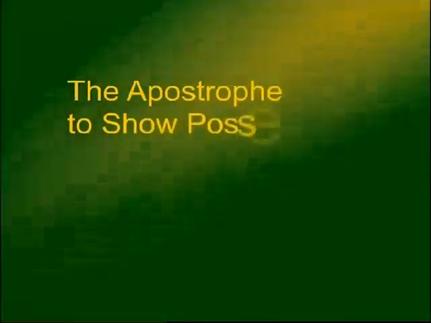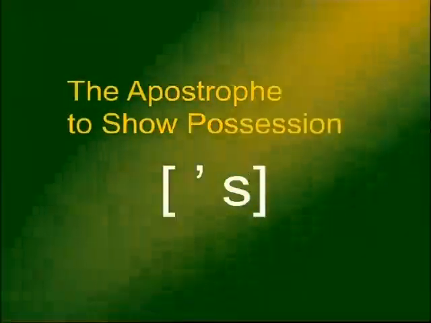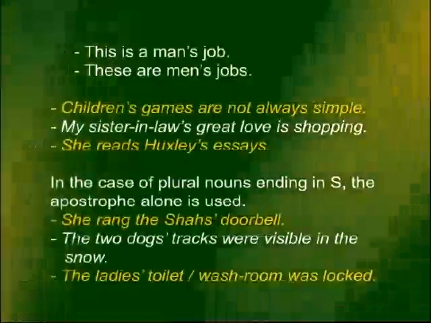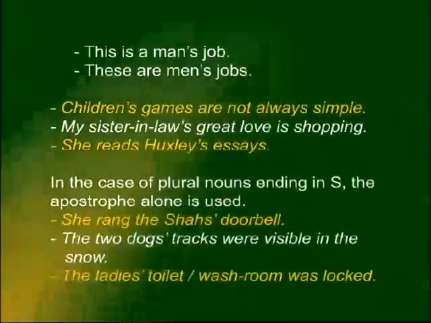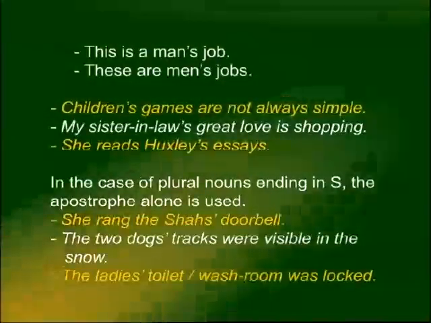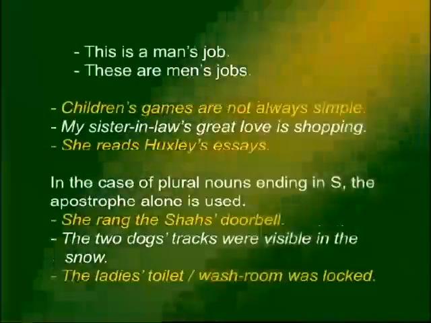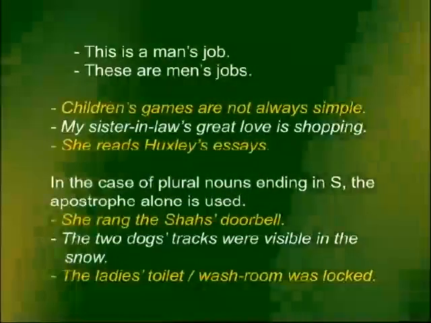Now we look at the apostrophe to show possession. In the following phrases, the apostrophe and S are used to show possession of singular or plural nouns which do not end in S. You have: this is a man's job. These are men's jobs. Children's games are not always simple. My sister-in-law's great love is shopping. She reads Huxley's essays.